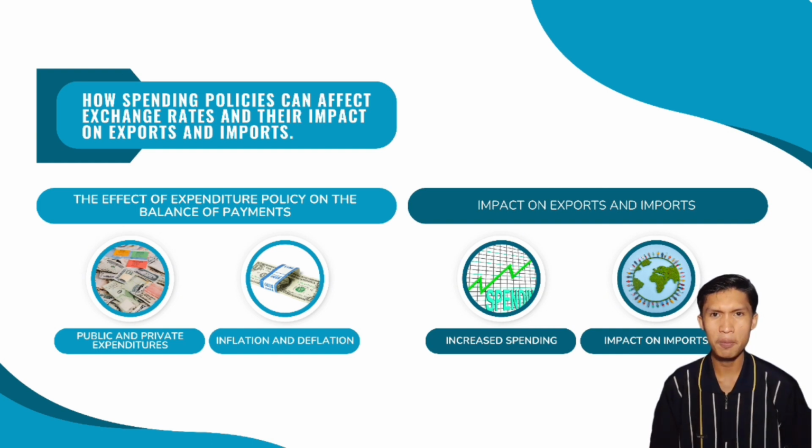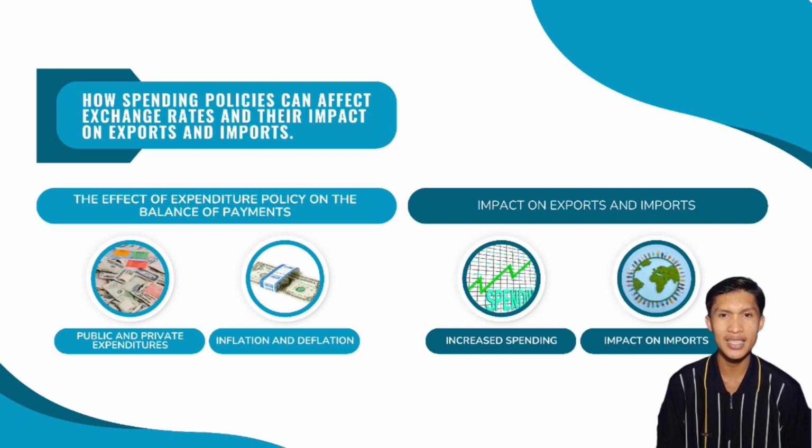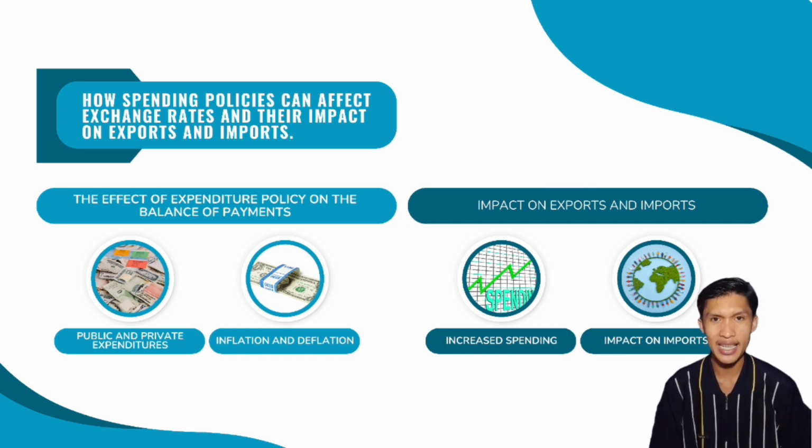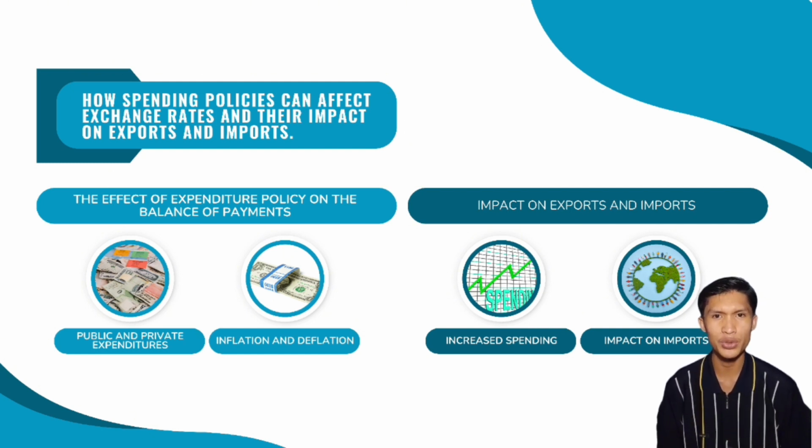Next, regarding impact on export and import. The first, increased spending. Spending policies that increase domestic purchasing power can increase export if domestic goods and services are more competitive. The second, effect on import. Spending policies that stimulate economic growth can increase import due to increased domestic demand for foreign goods and services.